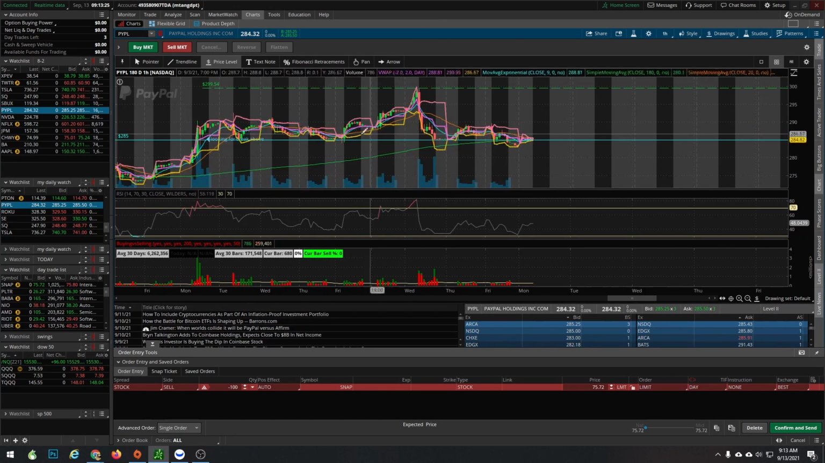Looking at PayPal. PayPal had a previous support here. Looking for a potential bounce up, especially right in the morning. It can definitely drop. Usually, it's been hanging around this level, so I'm paying attention.